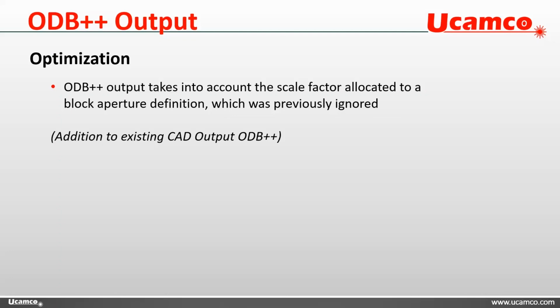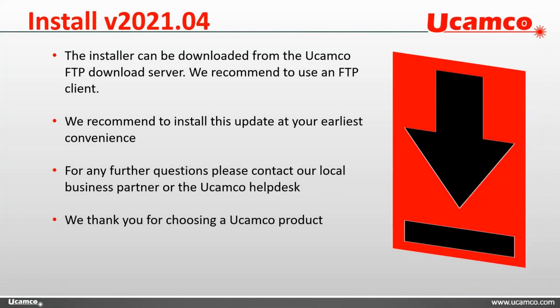Now we are at the end of the detailed demo. These are only highlights of our new 2021.04 release. A list of fixed issues can be found on our homepage on ucamco.com. The installer can be downloaded from the UCAM FTP download server. We recommend to use an FTP client. We recommend to install this update at your earliest convenience. For any further questions, please contact our local business partner or the UcamCo help desk.